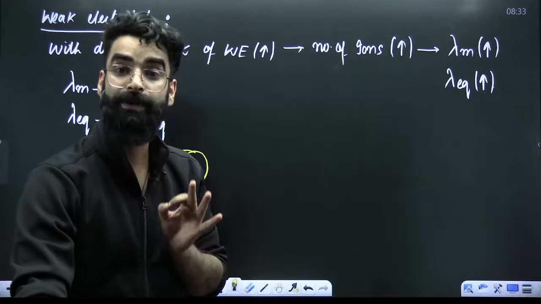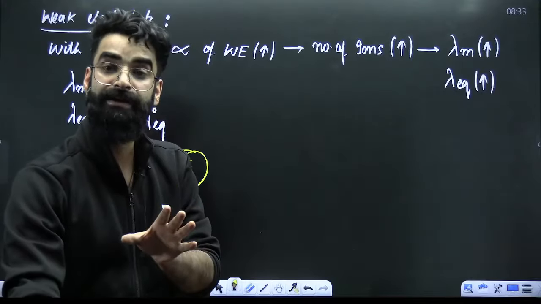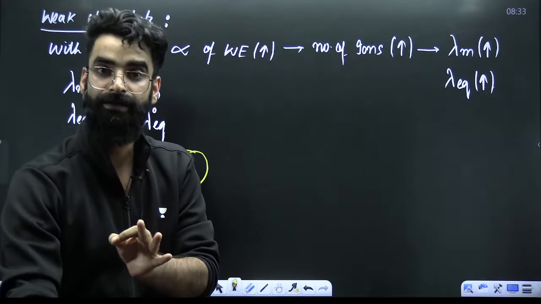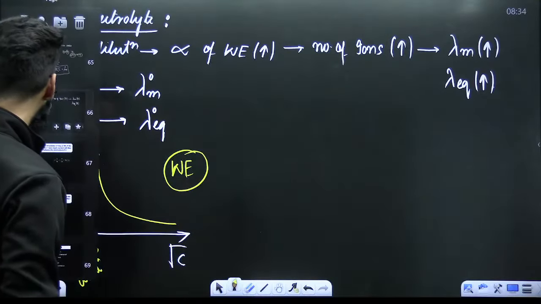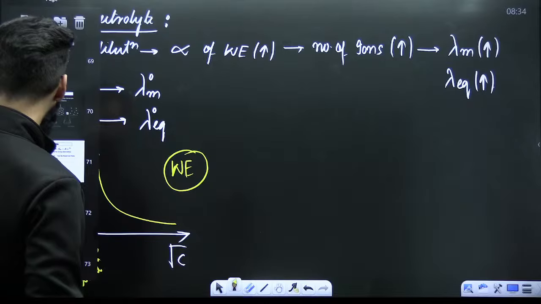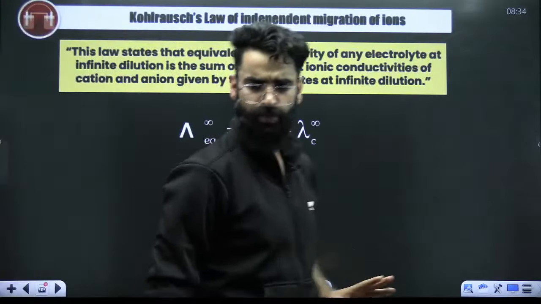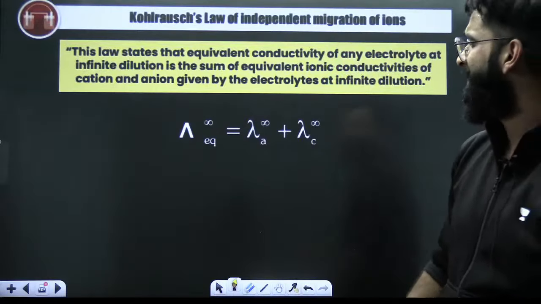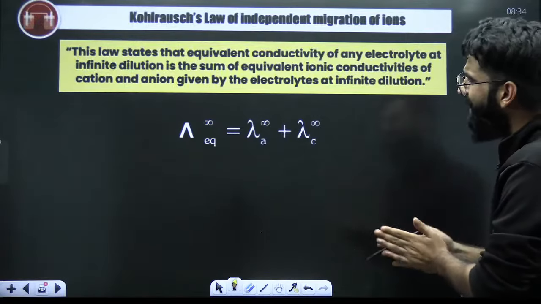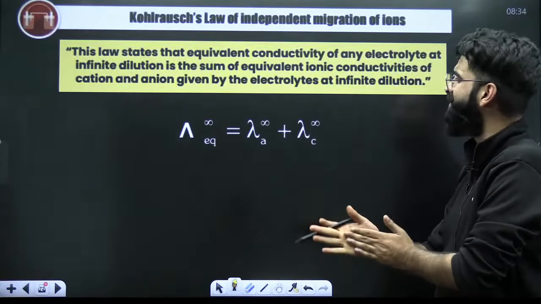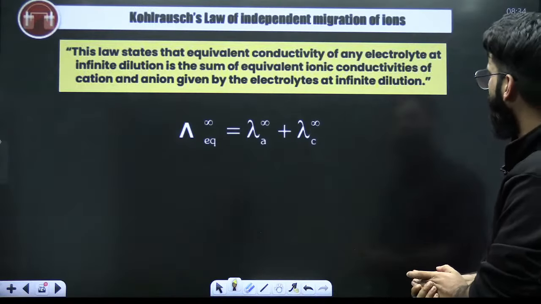My dear students, in order to get the molar conductivity at infinite dilution, as well as the equivalent conductivity at infinite dilution for a weak electrolyte, I'm going to introduce one more topic, that is what you call Kohlrausch's law. So what does this Kohlrausch's law exactly state? You can read its definition. This law states that the equivalent conductivity of any electrolyte at infinite dilution is the sum of the equivalent ionic conductivities of the cation and anion given by the electrolyte at infinite dilution.